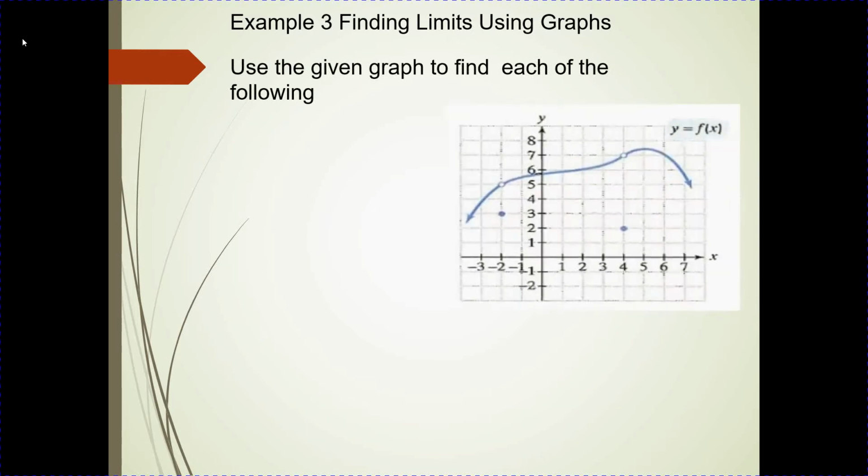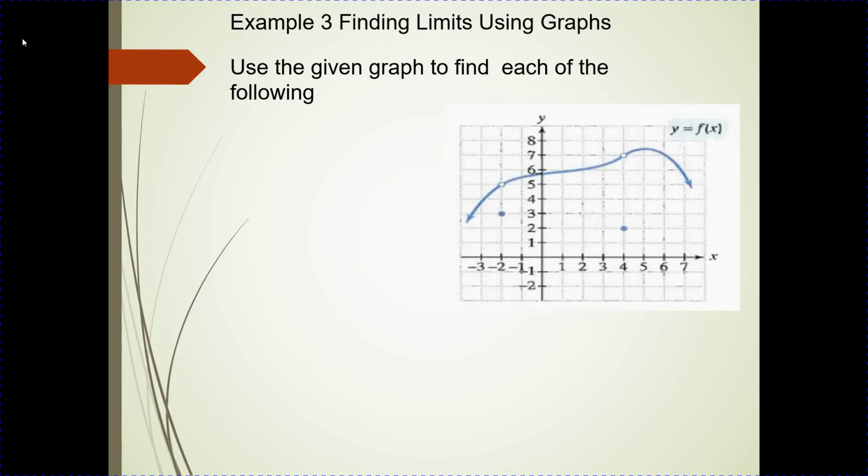Now let's go to example 3, finding limits using graphs. Use a given graph to find each of the following. The graph of f of x is given. When you observe this graph, you can see that the function f of x has open dots at x equal to 4 and at x equal to negative 2. f of 4 is 2 and f of negative 2 is 3.